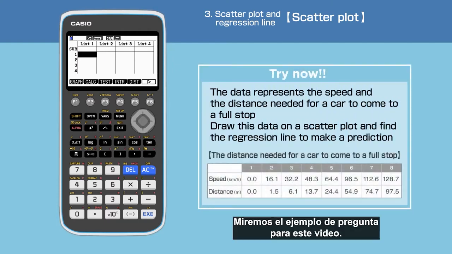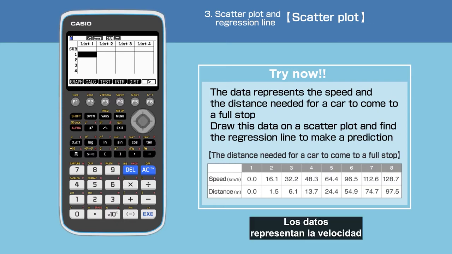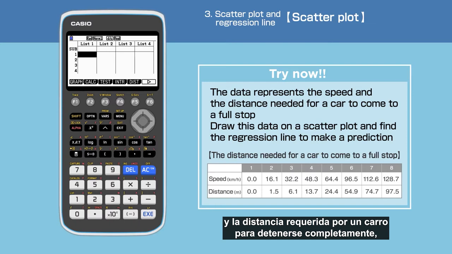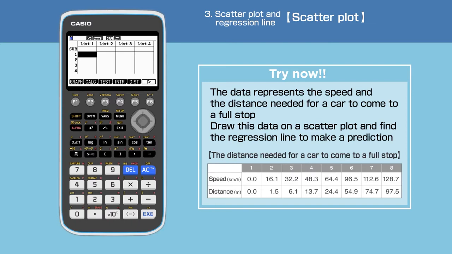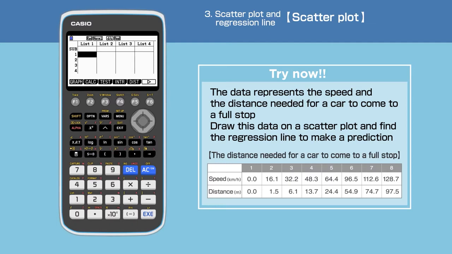Let's look at the example question for this video. Question: the data represent the speed and the distance needed for a car to come to a full stop. Draw this data on a scatter plot and find the regression line to make a prediction.